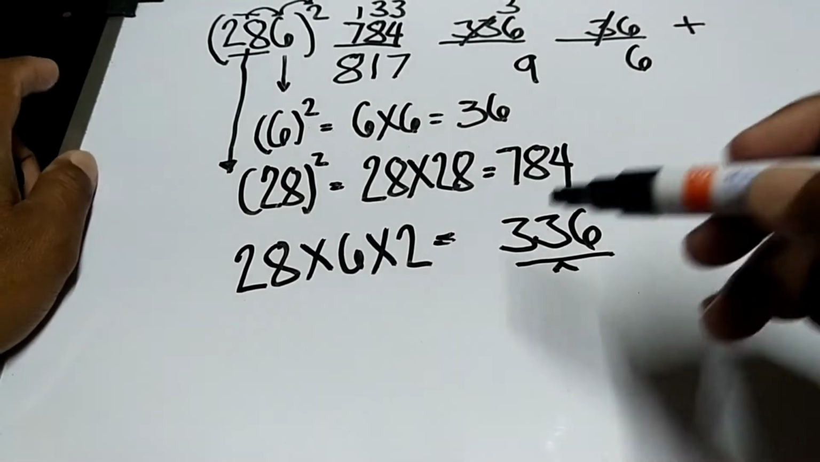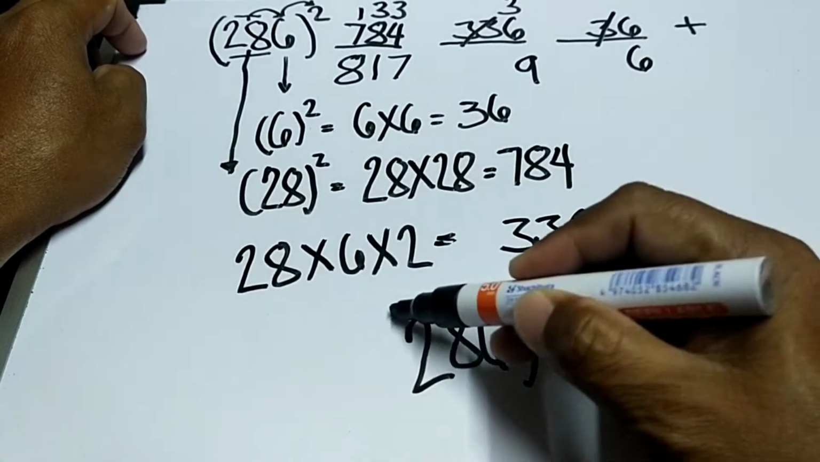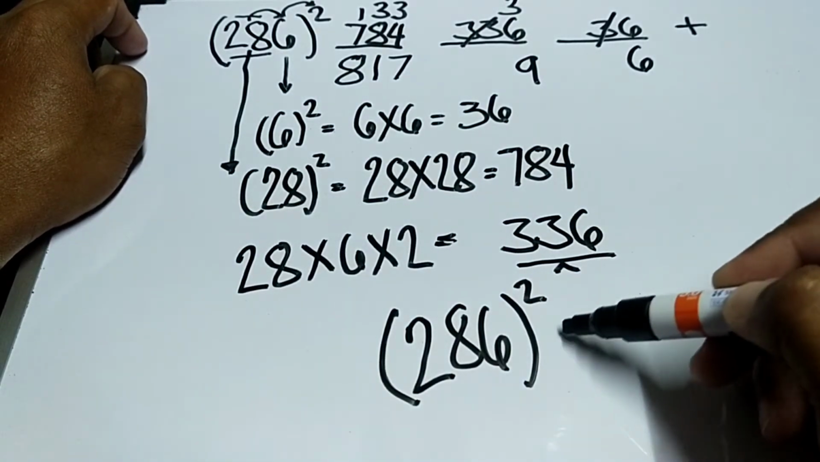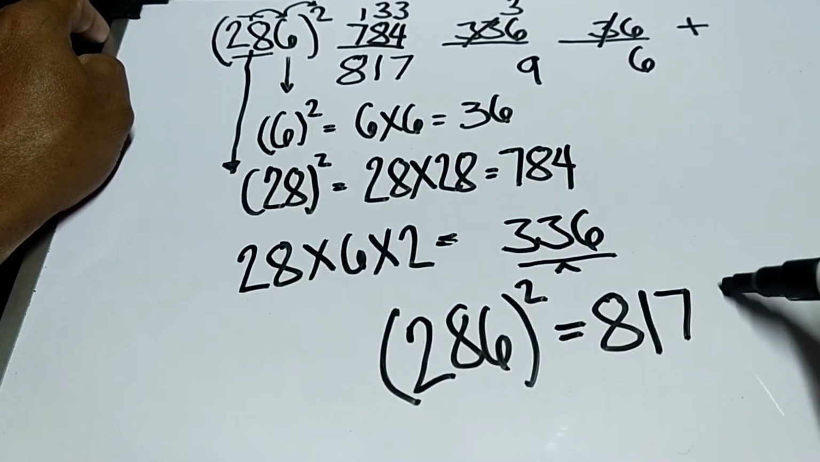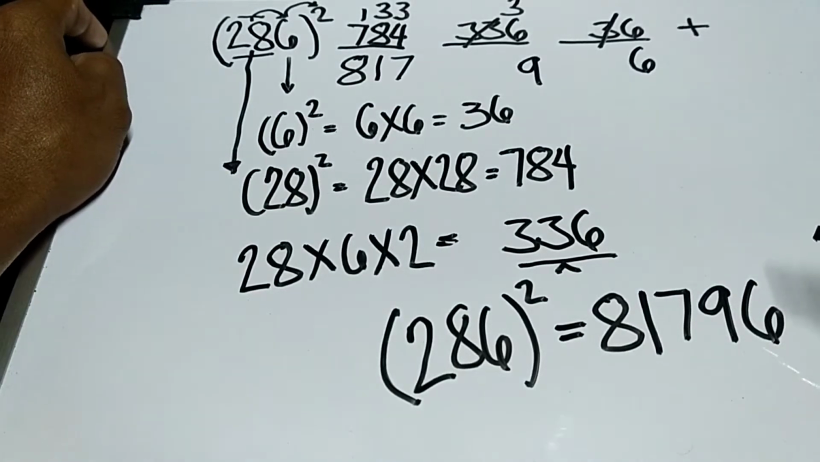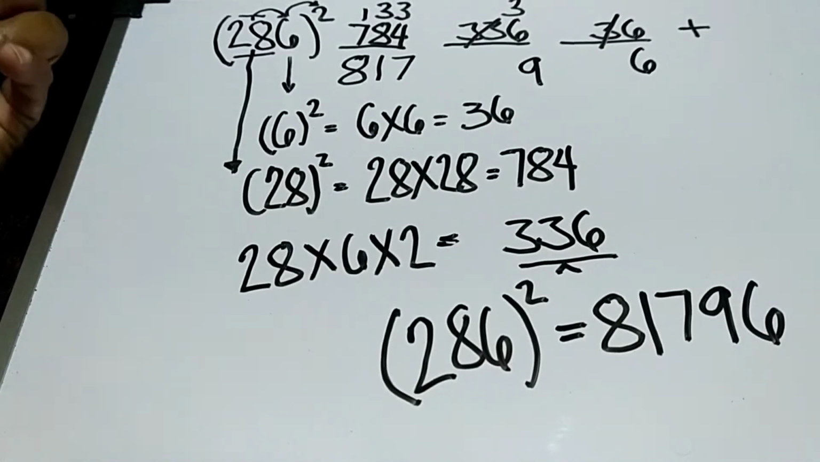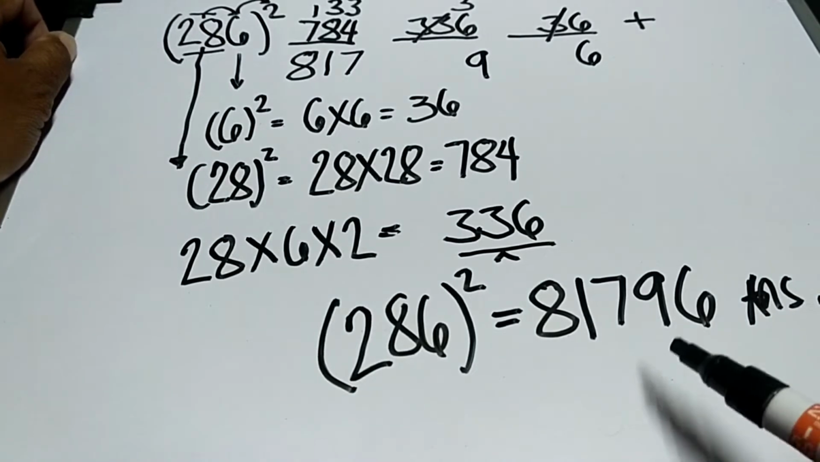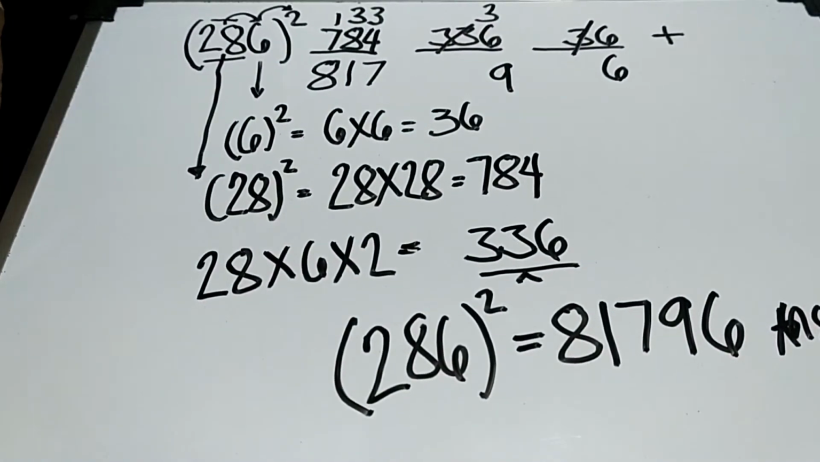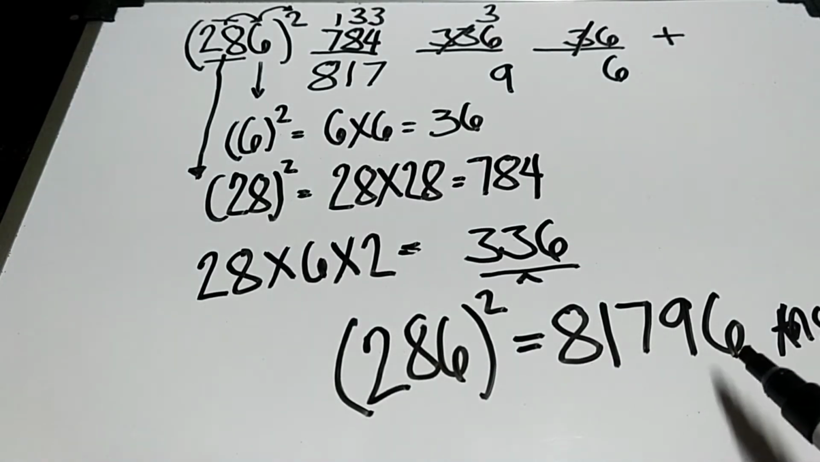So guys, our final answer, 286 squared is equals to 81796. Okay, did you get the same answer? So if you get the same answer, so very good. Okay, this is our final answer. 286 squared is equals to 81,796.